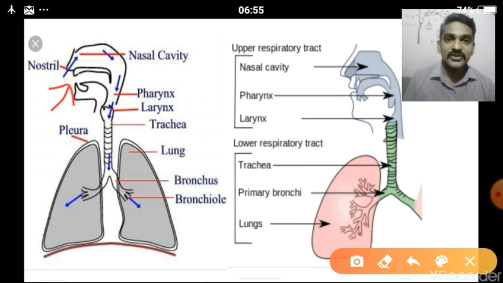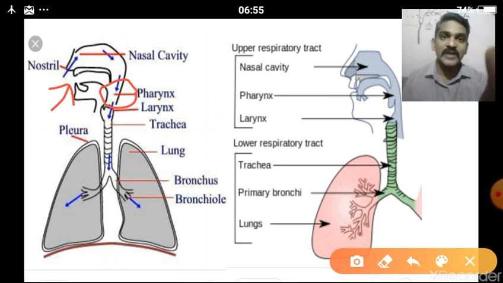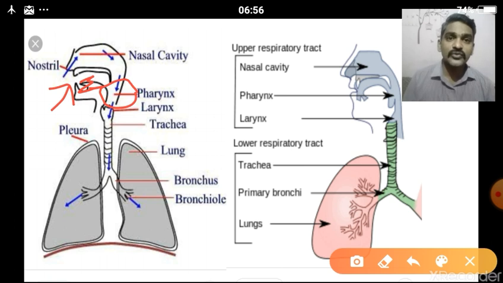The air will be entering inside, and the nasal cavity will be there, and then through the pharynx. So what is pharynx? Pharynx is the common passage for food as well as air through the oral cavity. This is the mouth cavity. You can see through the mouth the food will be coming, and through the nostrils, the nasal cavity, the air will be coming. So pharynx is the common passage for both food and air.